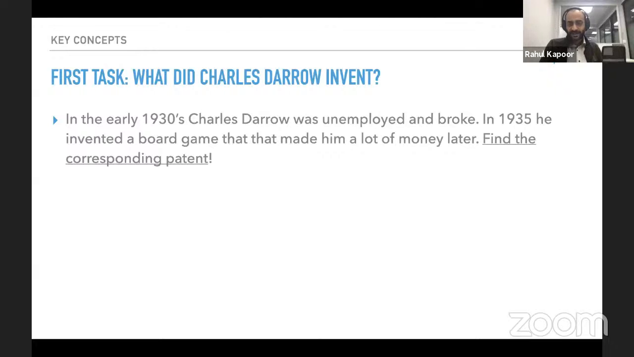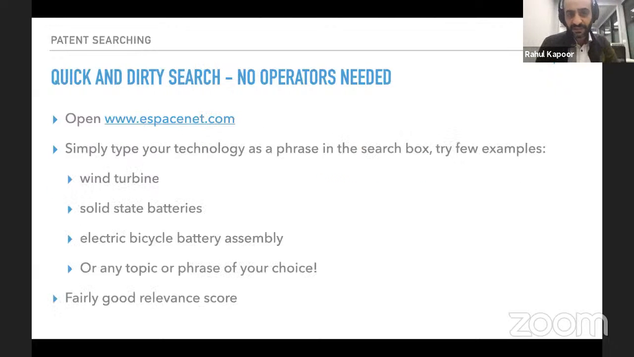Shall we move to eSpaceNet? I will skip this exercise. Let's go to this quick and dirty patent search. So let's move to eSpaceNet. I'd like you to open eSpaceNet from this website, espacenet.com. It's a patent database maintained by the European Patent Office, and they have agreements with all the patent offices across the world, where the individual patent offices report the data to them. They have around 110 million publications in their database. So global publications, very comprehensive.